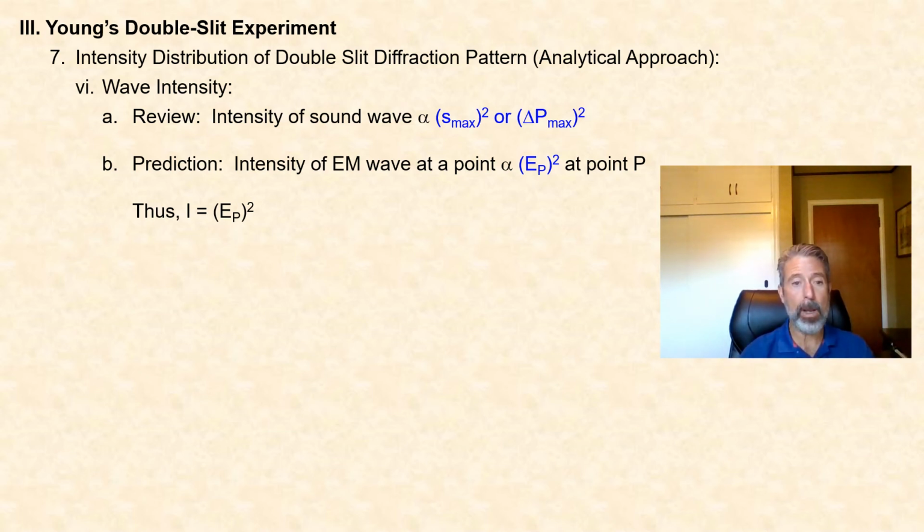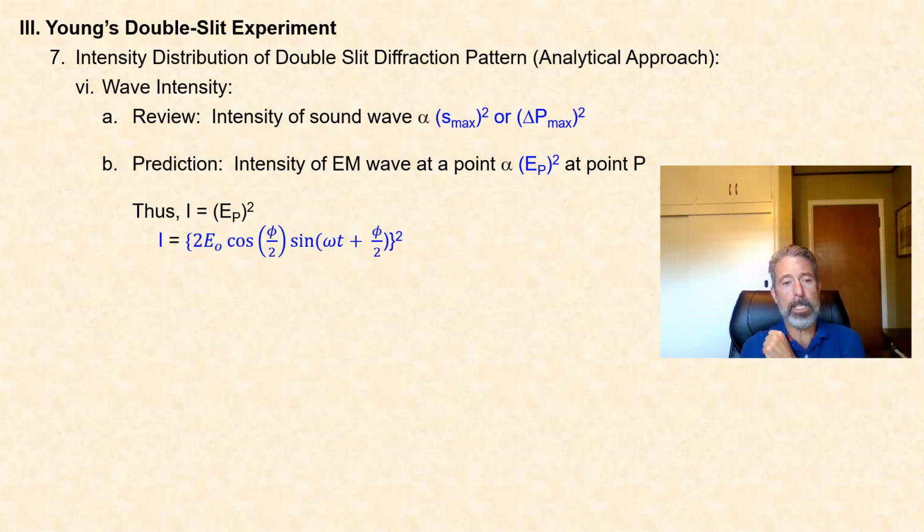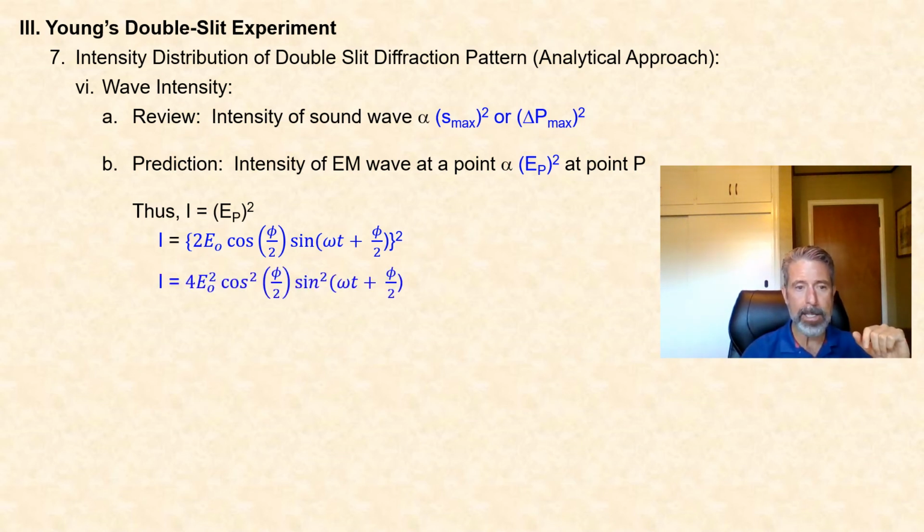I should say the intensity of a wave at a point in space goes like the electric field at that point in space squared. So we have an expression on the previous slide for the net electric field that is emitted from those two slits. The sum of the two electric field vectors looked like this, so we're just going to square that. When we do that, we square both of these factors: 2 E naught squared gives us 4 E naught squared, cosine phi over 2 gives us cosine squared phi over 2, and the sine function, we square that as well. Nothing surprising here.